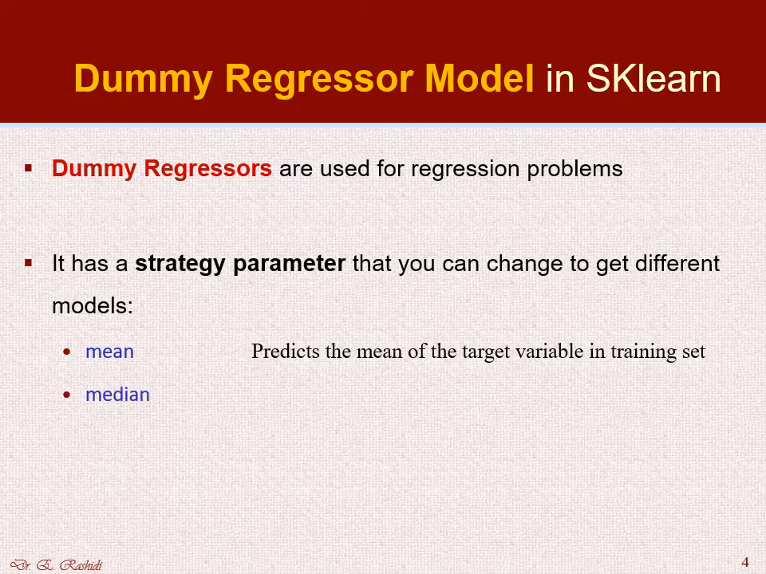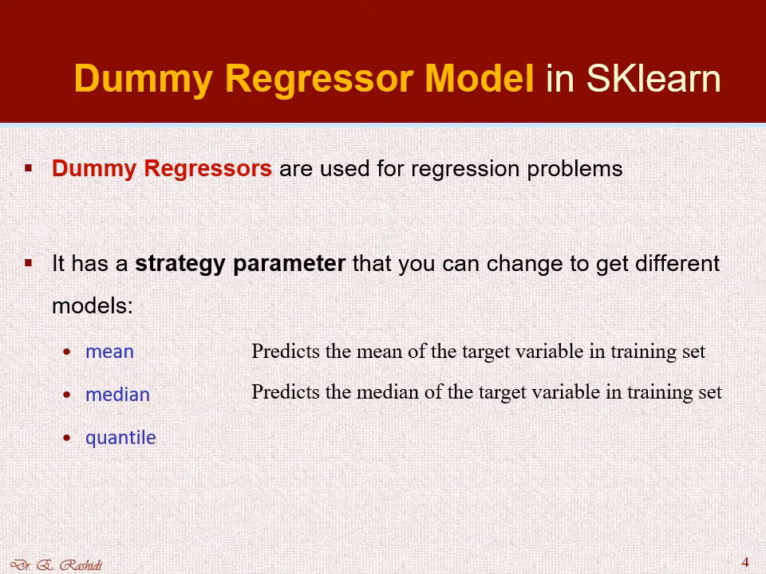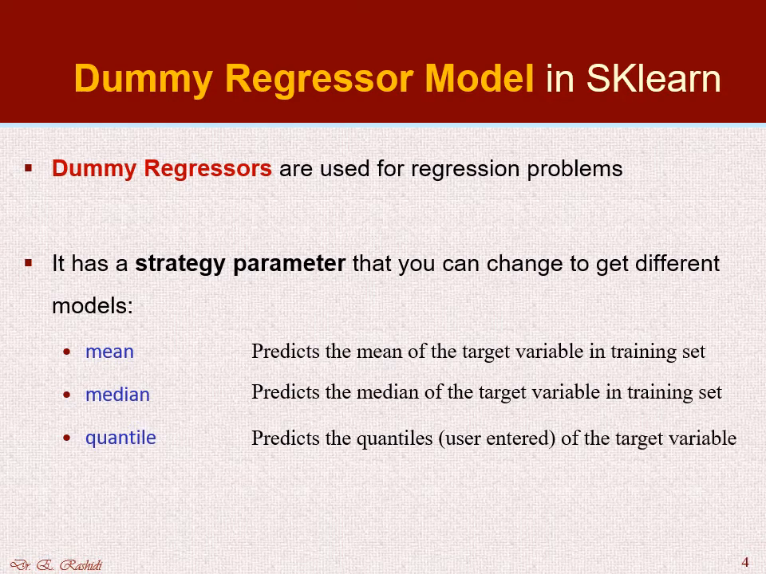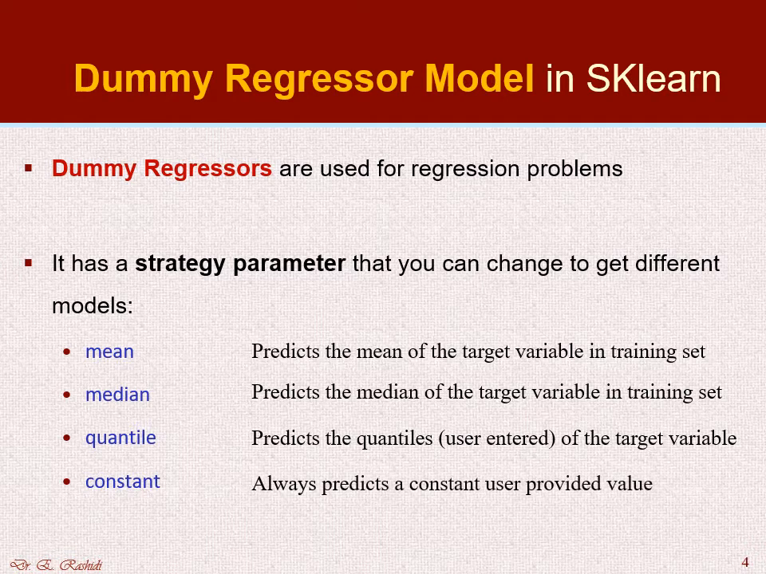Or you can set it to median, which is going to make the model predict the median of the target variable in your training set. Or for example, you can set the strategy parameter to quantile, so it would make the prediction as the quantiles of the target variable. For example, the first quartile, the second quartile, the third quartile, the 99th percentile, etc. Or you can set it to constant, which would make the model always predict a constant value that you provide.